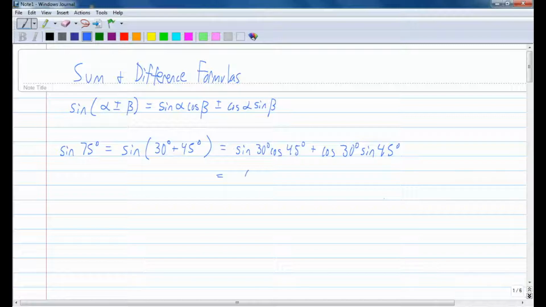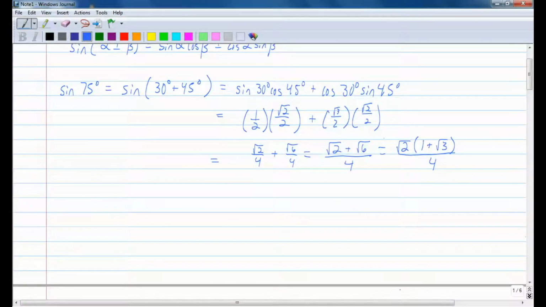The sine of 30 degrees is 1/2. Cosine of 45 degrees is square root of 2 over 2. Plus the cosine of 30 degrees is square root of 3 over 2. Times the sine of 45 degrees is square root of 2 over 2. Alright, so that's the square root of 2 over 4 plus the square root of 6 over 4, or the square root of 2 plus the square root of 6 all over 4.